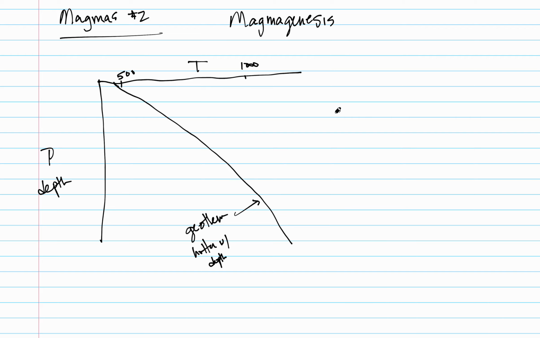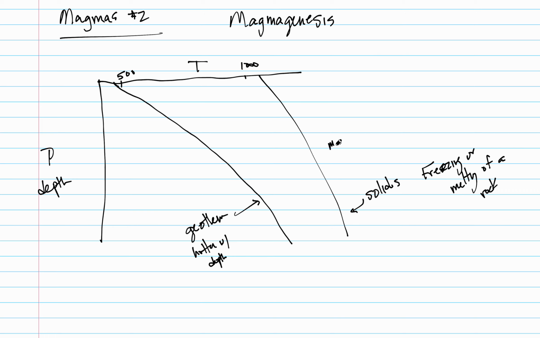Anyways, great. Now we're going to put in a second line on this graph, and this line is called the solidus. I'm going to label it. Solidus is a fancy word in petrology, the study of rocks, that means the freezing or melting of a rock. So if you're on the hotter side of the solidus, there is melt. And if you are on the colder side of the solidus, there is rock.